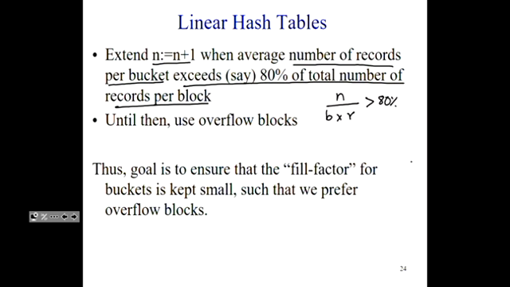Okay, actually let me use a different symbol because this would get confusing. Let the number of records be m. So if I have m divided by b times r is greater than 80%, then I'm going to increase n to n plus 1. What does increasing n to n plus 1 end up doing? M will end up being the same, r will end up being the same, r is a constant, this is just the number of records per block, while b will increase, right? The number of buckets will increase by 1. Okay, so the fill factor will decrease as soon as you increase the buckets. If you add another bucket, the fill factor will reduce. Any questions about this?